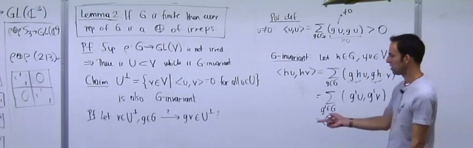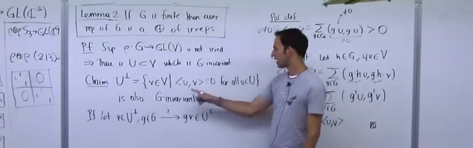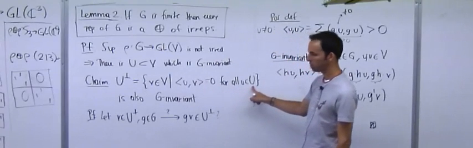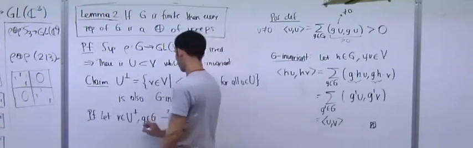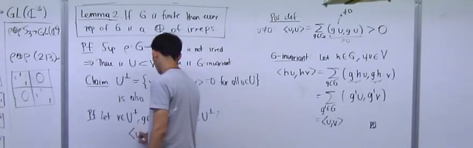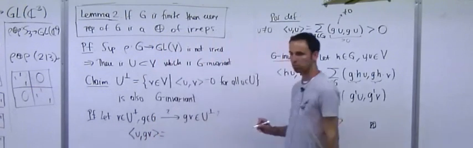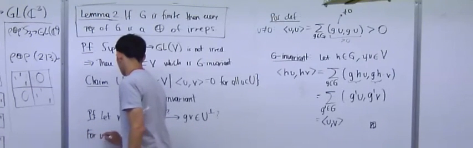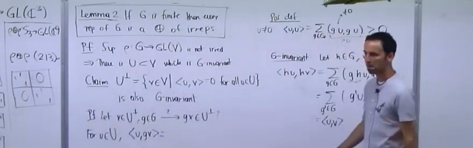So how do you check whether something is in U perp? Well, what you do is that you take the inner product with everything in U and make sure that you get 0. So I need to check whether U comma GV is equal to 0 for all U in big U. Okay?